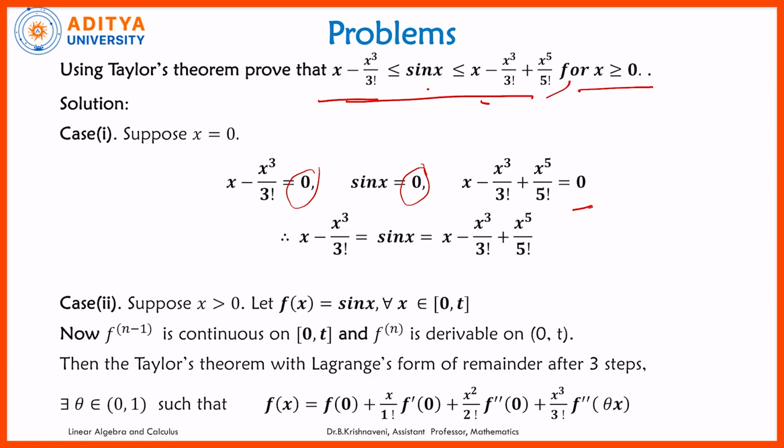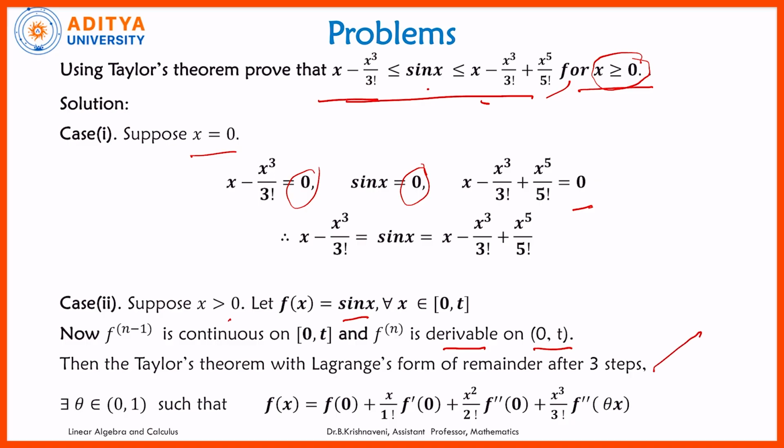Now let us consider case 2, which is x greater than 0. Since here x is greater than or equal to 0, that we have verified already for x is equal to 0, now let us move to x greater than 0 and take f of x is equal to sin x for every x belonging to [0, t]. Now clearly f and its derivatives are continuous in the closed interval [0, t], and the nth derivative is derivable on the open interval (0, t). Hence, the Taylor's theorem with Lagrange's form of remainder applies.